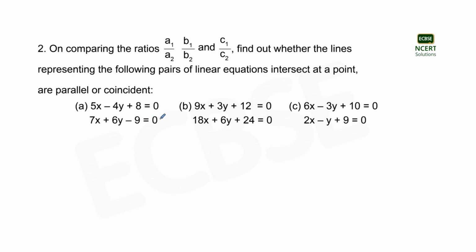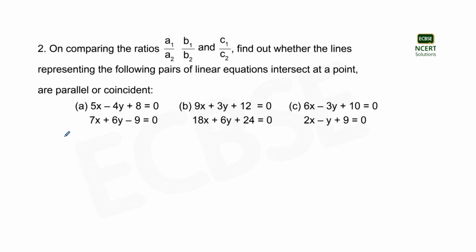Before getting into the question, let us see what the ratios a1 by a2, b1 by b2 and c1 by c2 denote, and also what the concept is in finding whether the pair of linear equations intersect at a point, how the pair can be found parallel, and what is the condition for the pair of linear equations to be coincident.